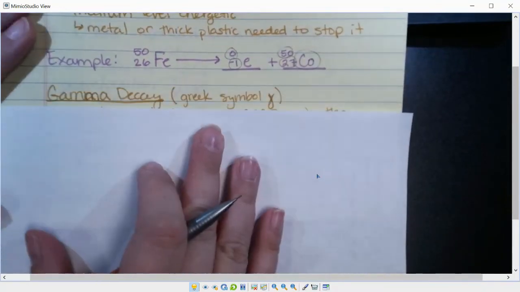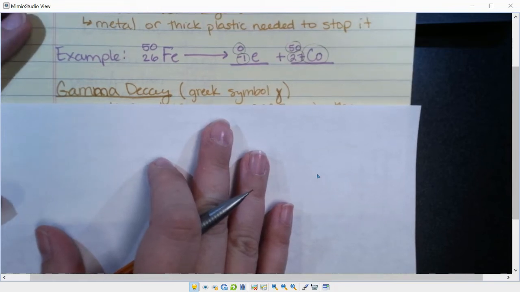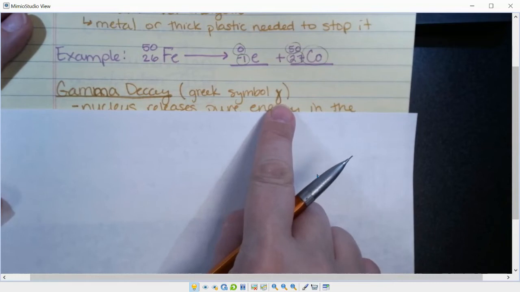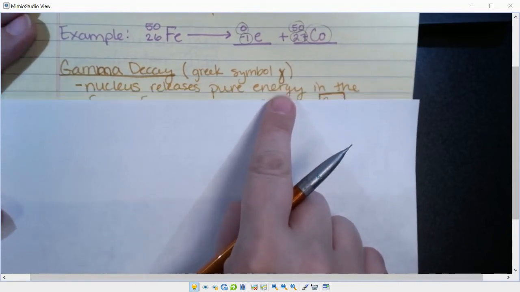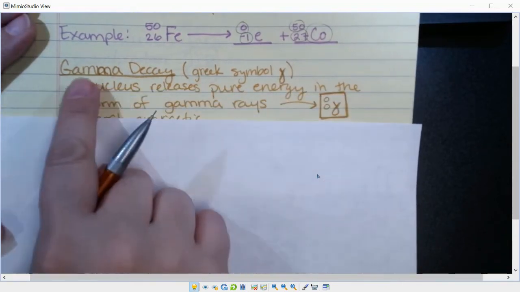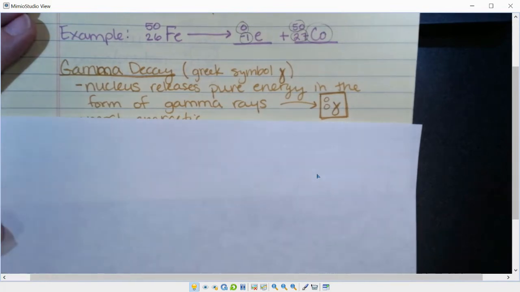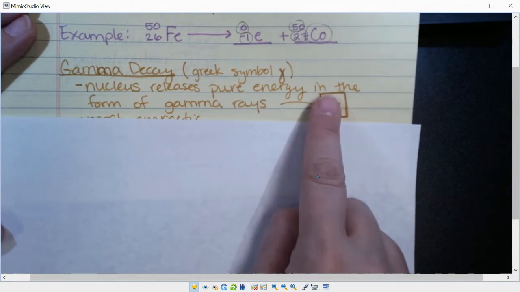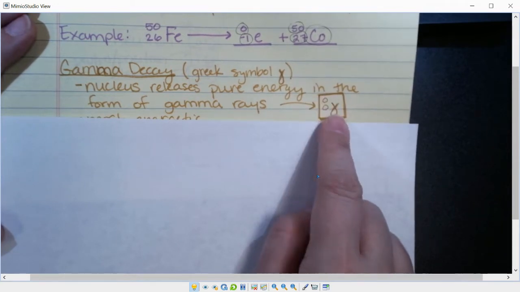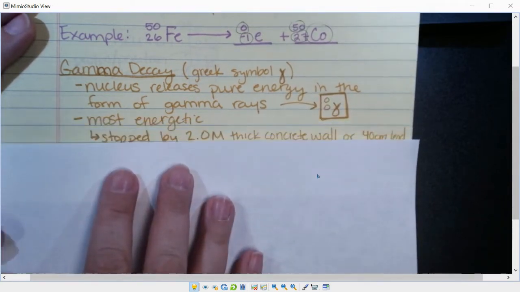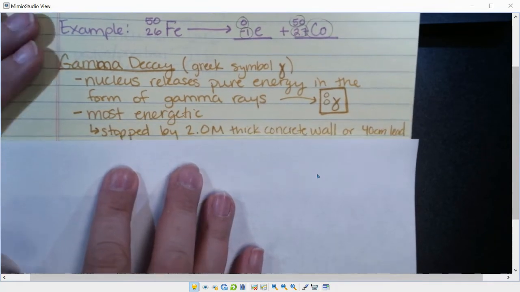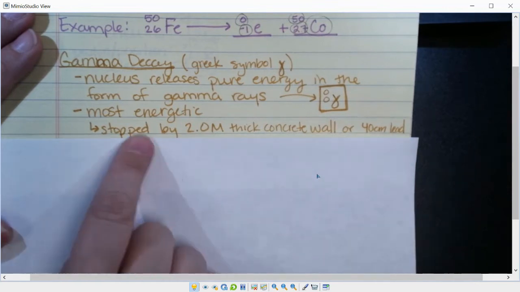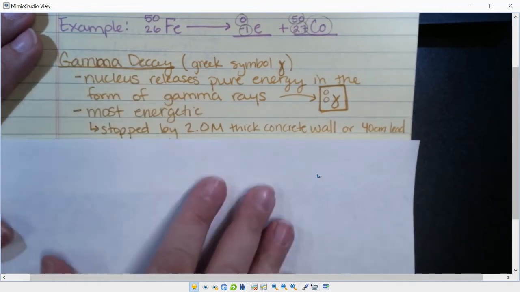The third type of radiation is gamma decay. And the Greek symbol for gamma is kind of that weird looking y. In gamma radiation, the nucleus just releases pure energy in the form of gamma rays, represented by this symbol, 0/0 with the gamma symbol. This one's the most energetic, meaning you need some really thick concrete or lead to stop the penetration of this particular radiation.